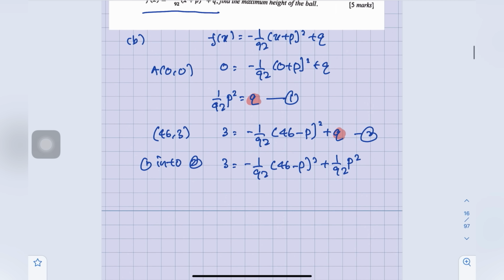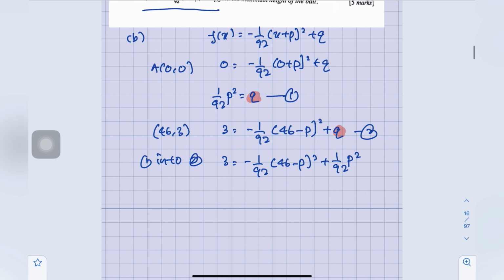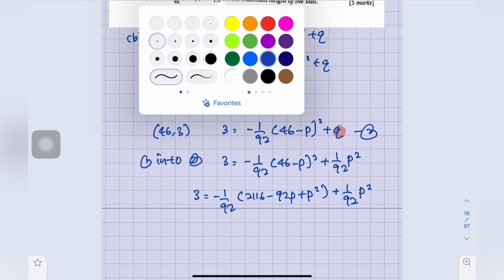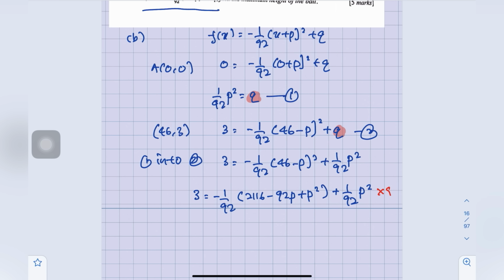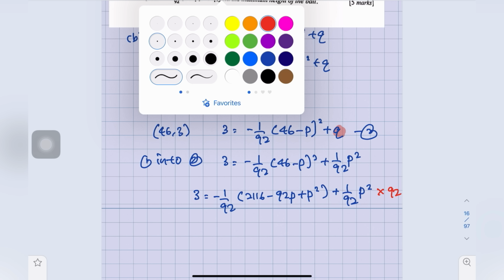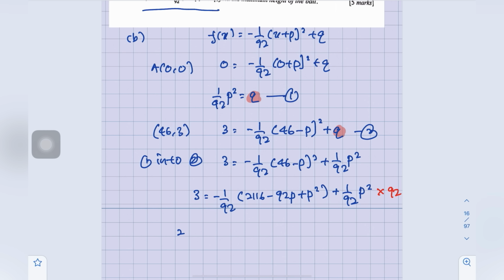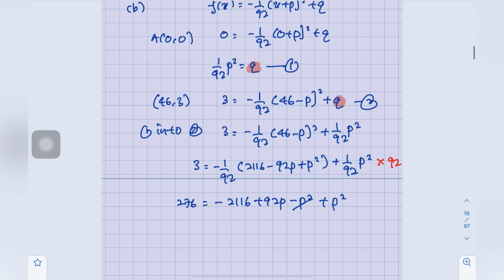Then we can expand this one. It becomes 3 equals -1/92 (46² is 2116 - 92p + p²) + 1/92 p². Now we can multiply by 92, so it's easier. 3 times 92 is 276, equals negative 2116 plus 92p minus p² plus p². Then we can eliminate the negative p² plus p², they cancel out.